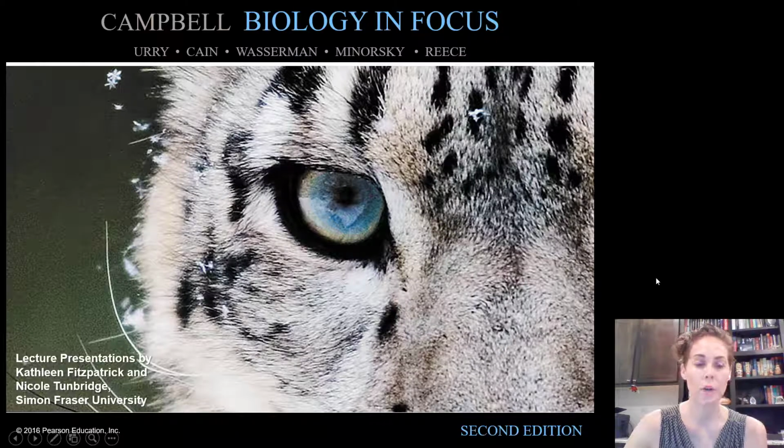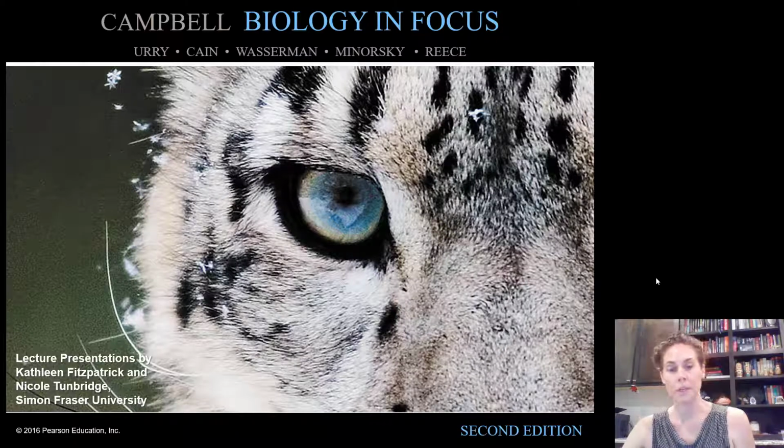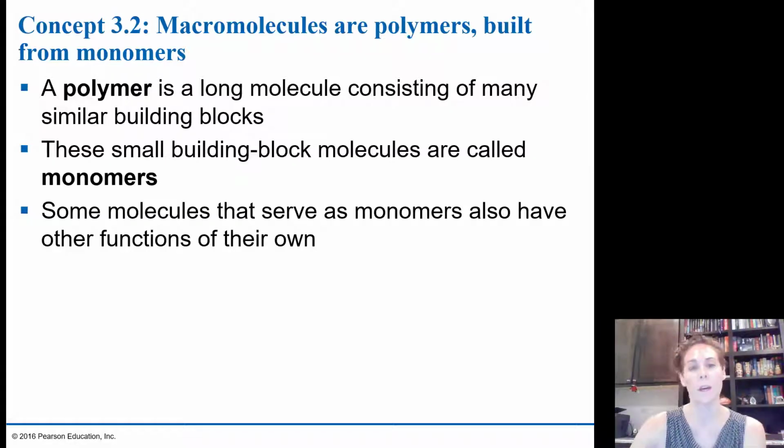In this presentation, we're going to continue with the sections within Chapter 3 about carbon and carbon macromolecules. So concept 3.2 is about this thing called a macromolecule and this term polymer, and how polymers are built from monomers. So basically a polymer is a long molecule that's made up of many little building blocks.